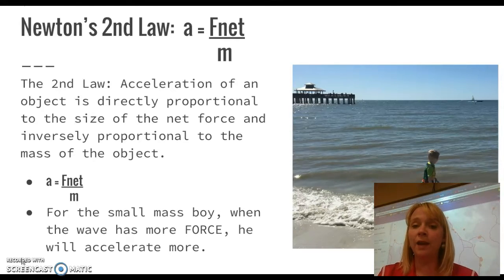So if you have a boy who has a small mass, when the wave comes, the bigger the wave is, the more force it exerts on him, and he will accelerate more. More force means you're going to accelerate more. If I had a bigger person there, they wouldn't accelerate as much. When you change the mass, the effects of the force also change. That's explaining it using Newton's second law without using the numbers in the math.